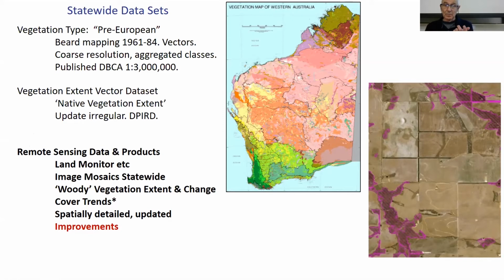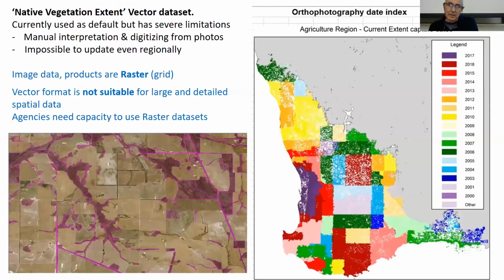We're seeing woody vegetation extent and change products statewide. We've got cover trends products over large regions of the state, and these are spatially detailed and updated. And since I retired from that group, there's been even further improvements, some of which I'm able to show you quickly later on. I just want to take another look at this native vegetation data set because it leads into a comment that surprised us.